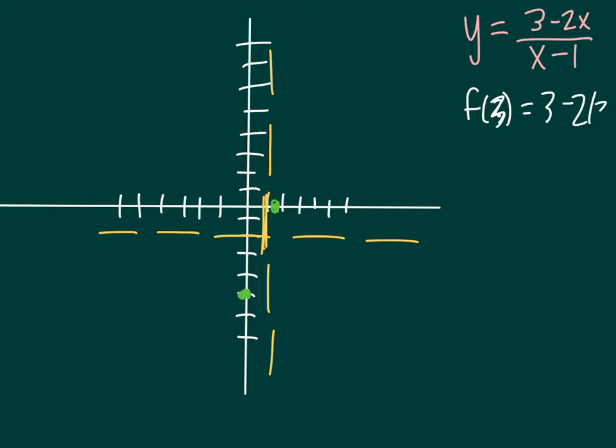3 minus 2 times 3 all over 3 minus 1. This will be 3 minus 6, which gives me negative 3, and 3 minus 1 gives me 2. So negative 3 halves. So at 3, the value is negative 3 halves. That's down here. So that's good. I've kind of confirmed now it's going to go that way.